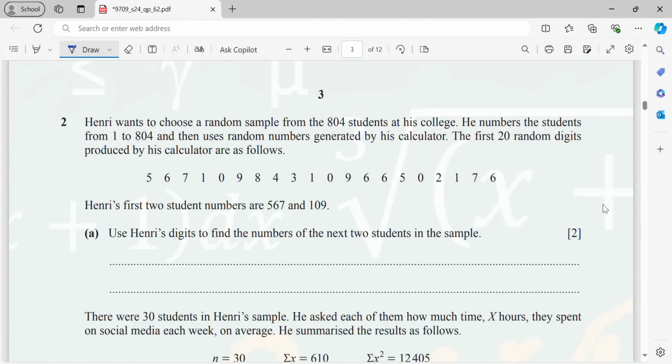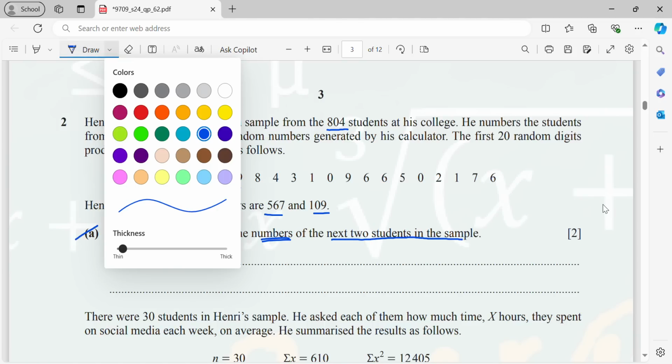Question number 2. Henry wants to choose a random sample from 804 students at his college. He numbers the students from 1 to 804 and uses random numbers generated by his calculator. The first 20 random digits are produced. Given the first 20 digits, Henry's first two student numbers are 576 and 109. Part A: use Henry's digits to find the numbers of the next two students in the sample.